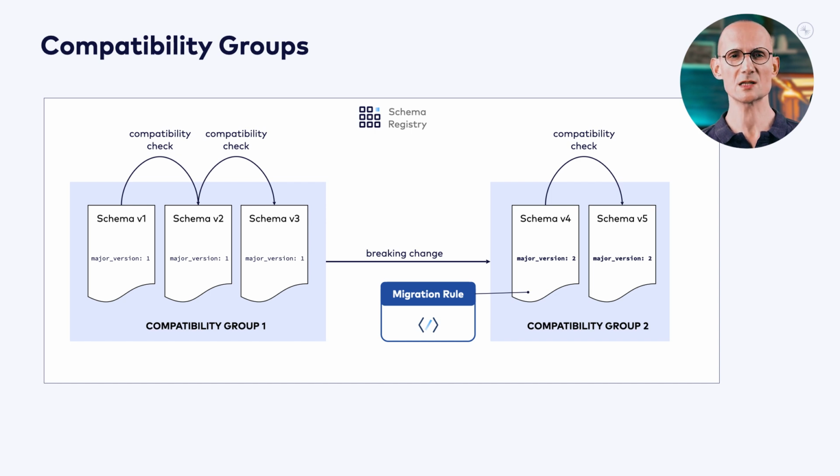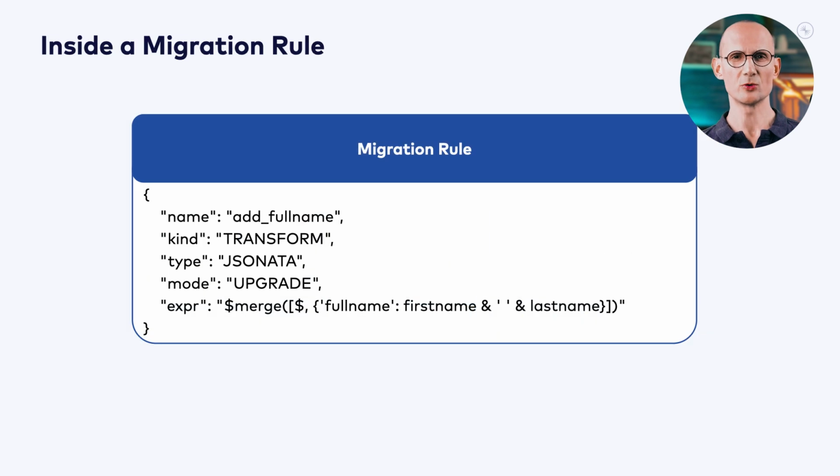Consumers will use this code to automatically transform the data at deserialization time. It will upgrade the data from a previous compatibility group to the next one, or downgrade it the other way around as needed. So, what is a migration rule made of? A migration rule is just a JSON document with a few properties. Let's have a look at a really basic example.